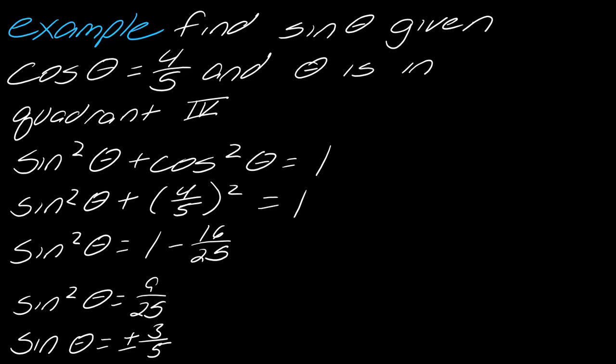And so then we have this choice again, right? So when I take the square root, I get plus or minus 3/5. So which one is it? So now this is almost a little harder, because now you have to think about what is the sign of sine in quadrant 4? And it would be negative.